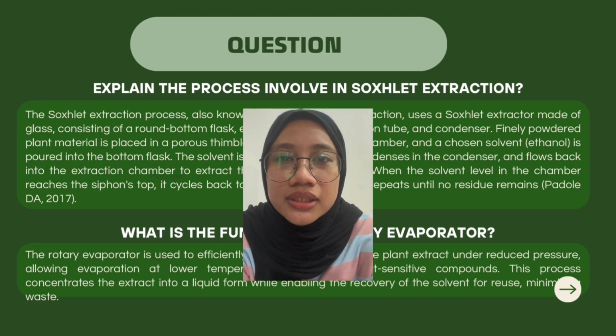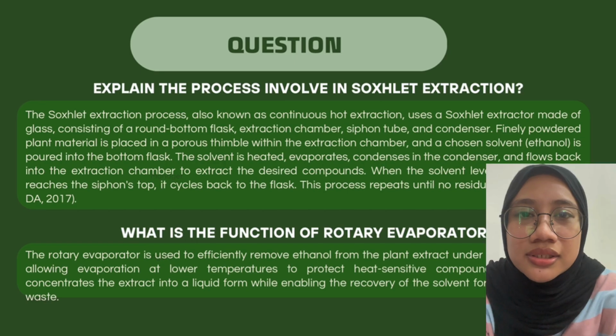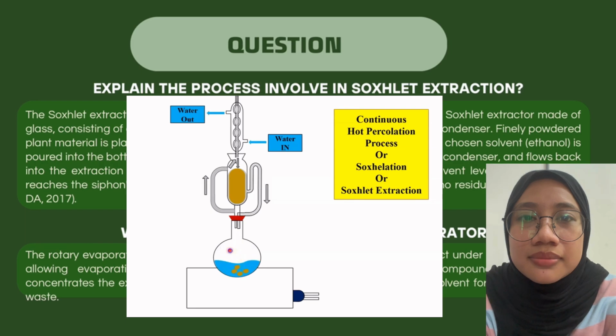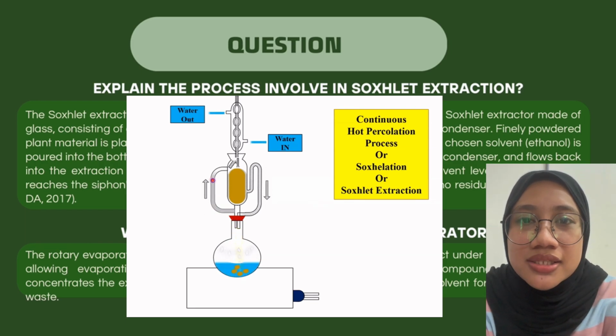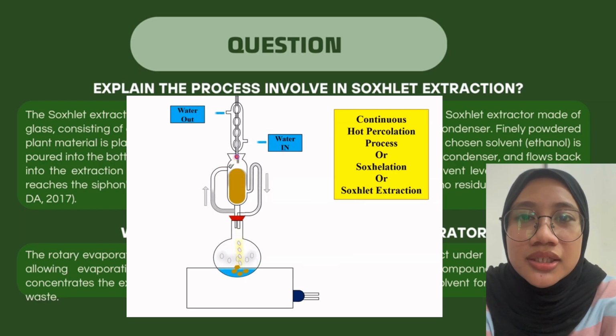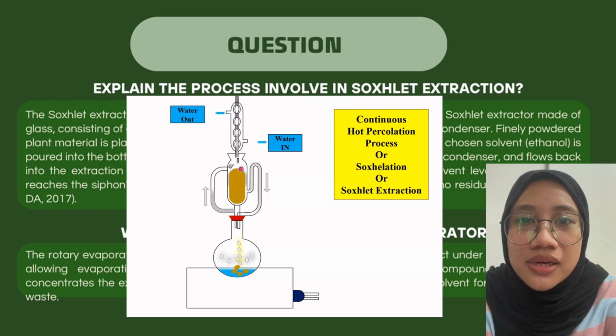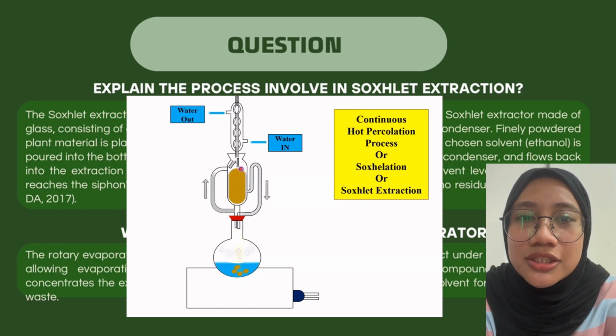Explain the process involved in Soxhlet extraction. The Soxhlet extraction process, also known as continuous hot extraction, uses a Soxhlet extractor made of glass, consisting of a round bottom flask, extraction chamber, siphon tube, and condenser. Firstly, powdered plant material is placed in a porous thimble within the extraction chamber, and a chosen solvent is poured into the bottom flask. The solvent is heated, evaporated, condenses, and flows back into the extraction chamber to extract the desired compound. When the solvent level in the chamber reaches the siphon top, it cycles back to the flask. This process repeats until no residue remains.